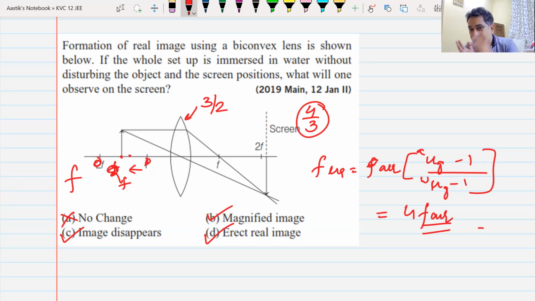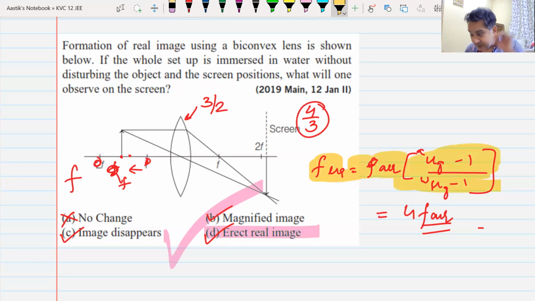If it becomes 4 times, the object comes between focus and O. And hence only one option is correct. And that option is, you will have a real erect image. As I told you, you can keep calculating this, or you can remember one calculation: if it is immersed in water whose refractive index is 4/3, and the refractive index of glass is 3/2, the focal length in the liquid will become 4 times the focal length in air.